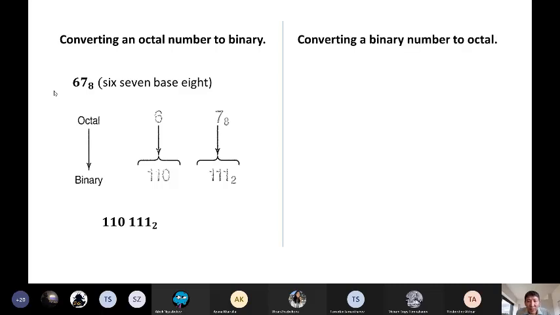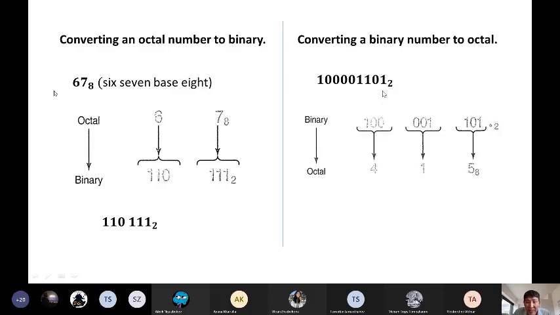And converting a binary number to octal. For example, you have this binary number. It's too long to pronounce, but the idea is that you need to separate it into 3-bit groups. For example, 110, 001, 100. You consider each 3-bit group separately and find it in the table. The first will be 6 in octal. Next will be 1, and the last one will be 4. You just combine them. You will get 614 base 8.